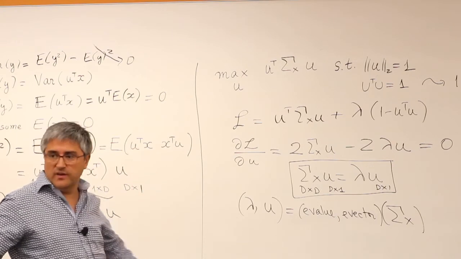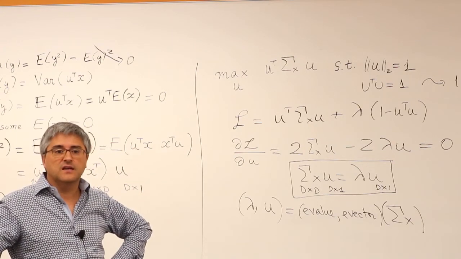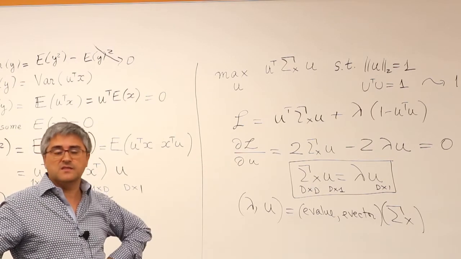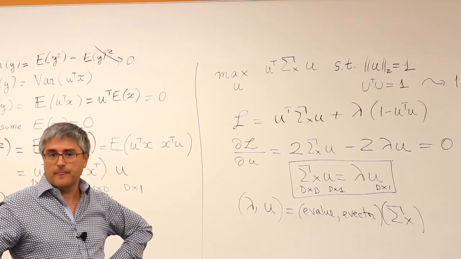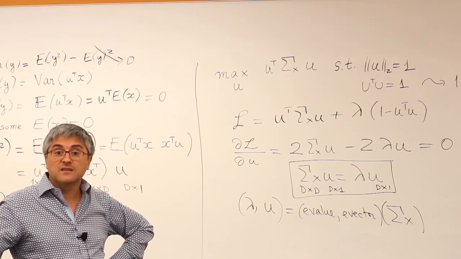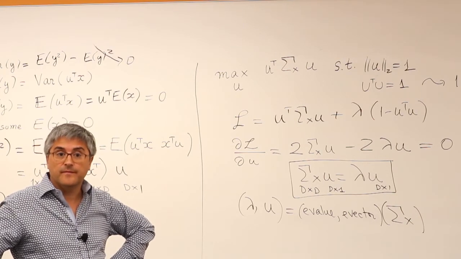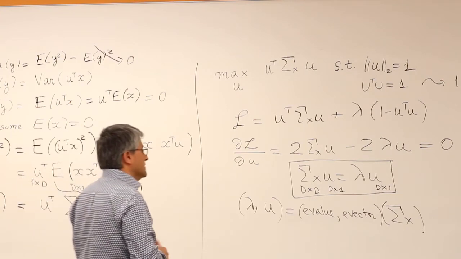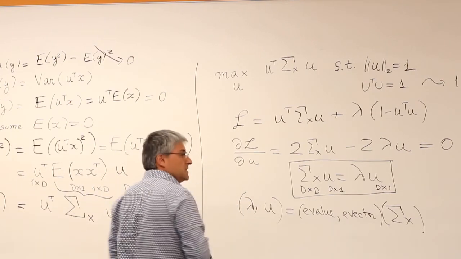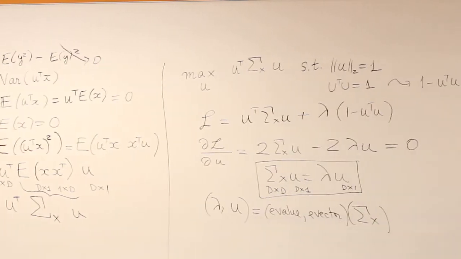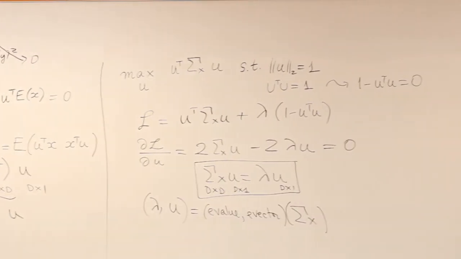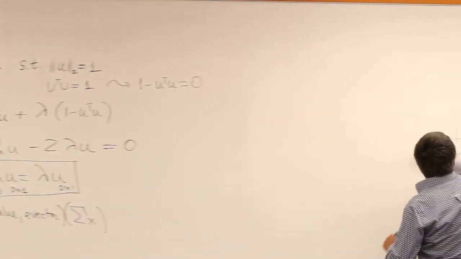So all I've proven insofar is that the direction that I'm looking for, the direction that maximizes the variance, is an eigenvector. But I don't know yet which one of them. There are many of them. So I need to continue. To continue, I need to figure out which one of them.